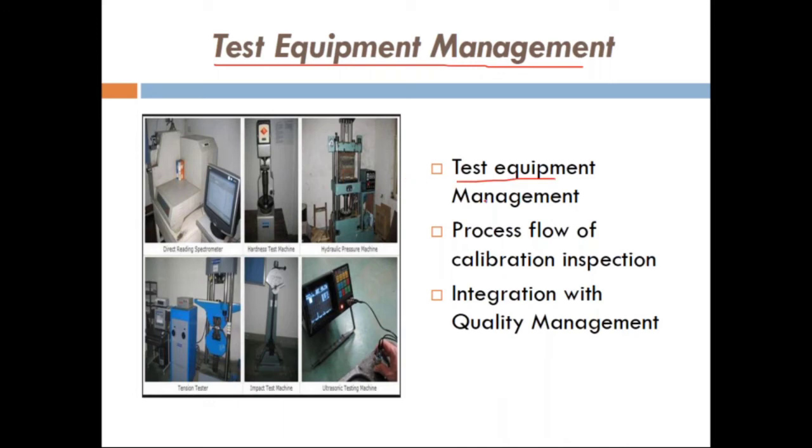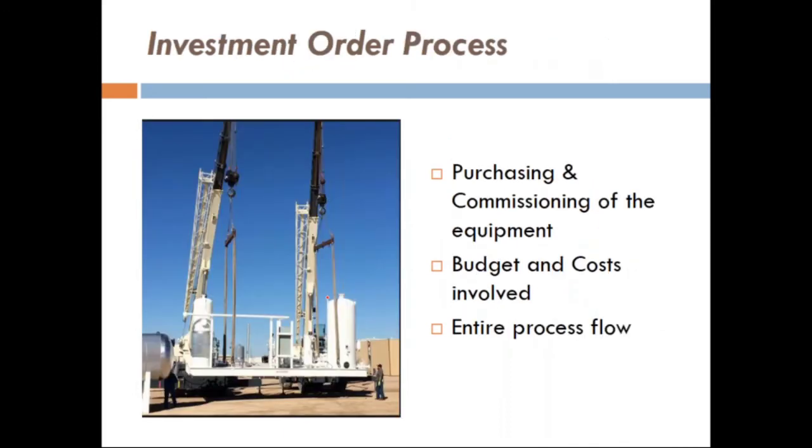So we will understand what this test equipment management is, what data we need to maintain, how the process flow works, how it is integrated with the QM module, and what the integration points are. How to generate the inspection lot when the calibration order is created, what settings we need to make, all those things we will understand. After that, we will go to the investment order process.